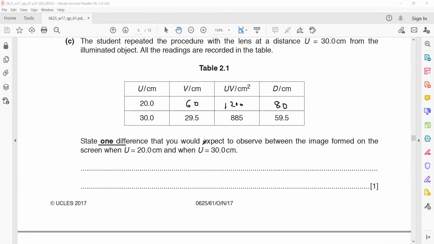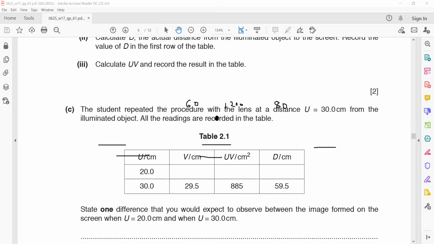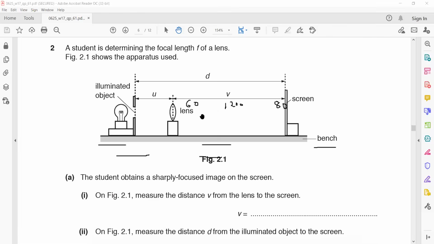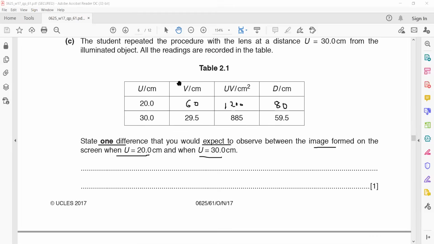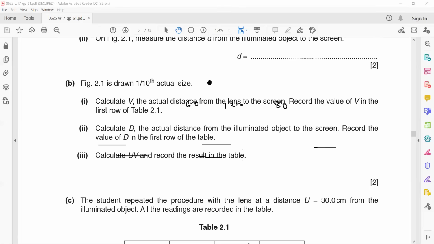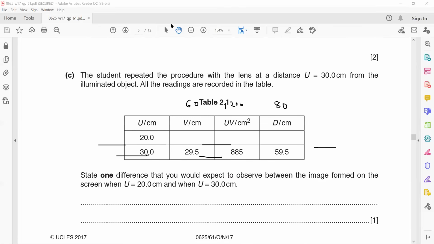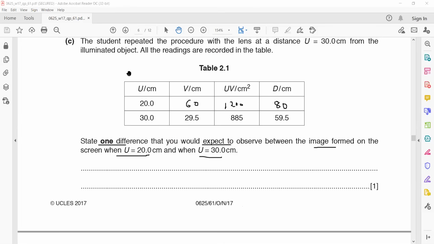State one difference that you expect to observe between the image formed when U is 20 centimeter and U is 30 centimeter. What is U? U is the object distance and V is the image distance. If the object distance and image distance are the same, it means the size of the image will be equal to the size of the object. But if U is smaller and V is larger, because if a lens, for example, this is a convex lens.